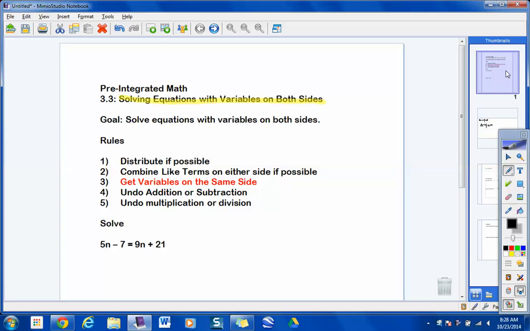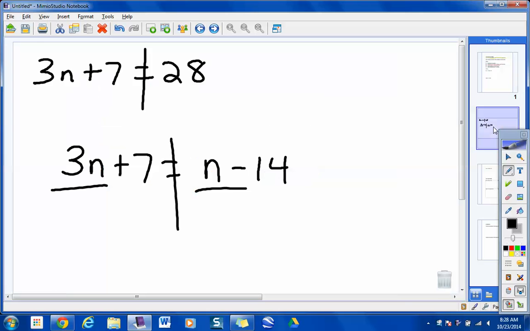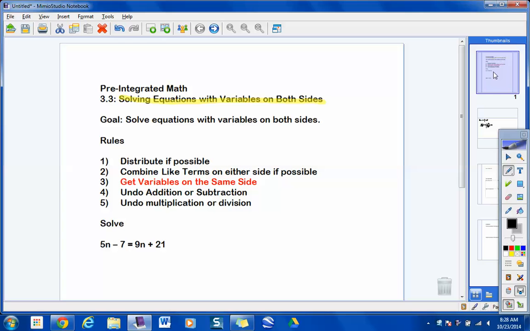So guys, real quickly, solving equations with variables on both sides. Our goal is to solve equations with variables on both sides. All right? And we understand that what we're talking about is basically having a variable on the left side of the equal sign and a variable on the right side of the equal sign now, and how to work that. Okay? All right. So just like all the other notes, haven't we had kind of rules to figure out how to solve all this stuff?